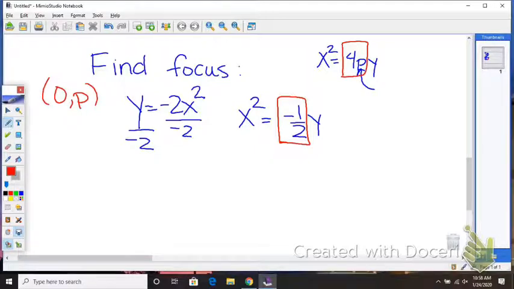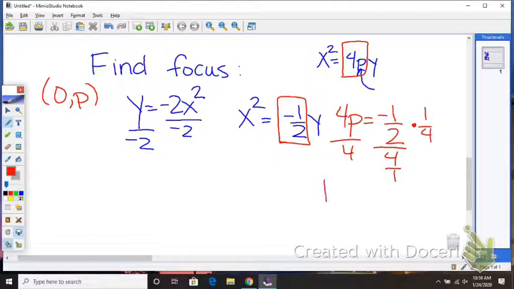So I'm going to take 4p, and I'm going to set it equal to -1/2. Then we needed to solve for p, so we're going to divide by 4. When we divide by 4, we're really multiplying by 1/4. So p is equal to -1/8.